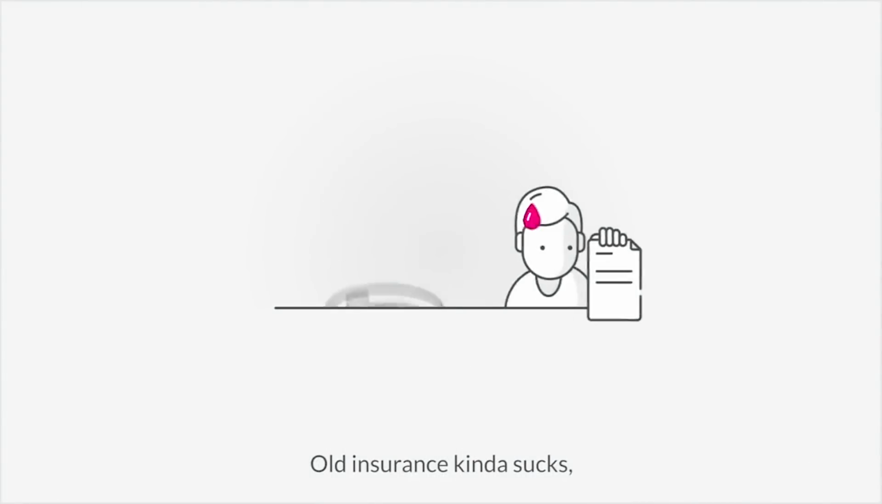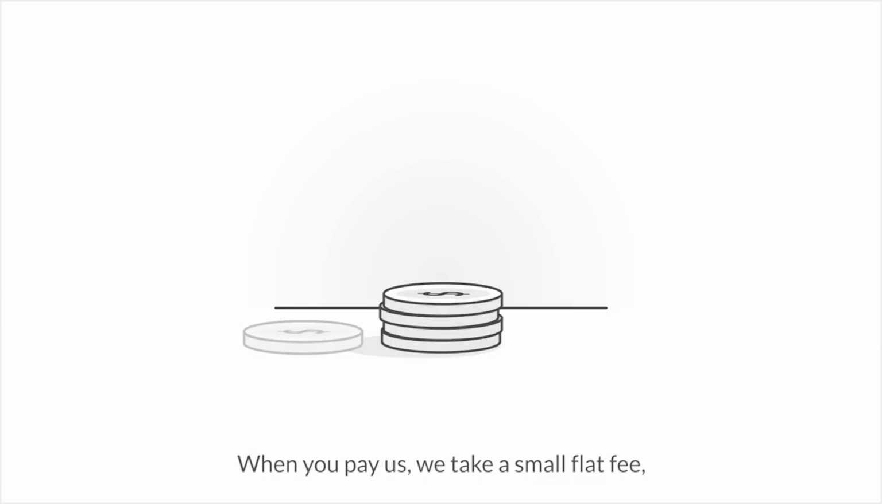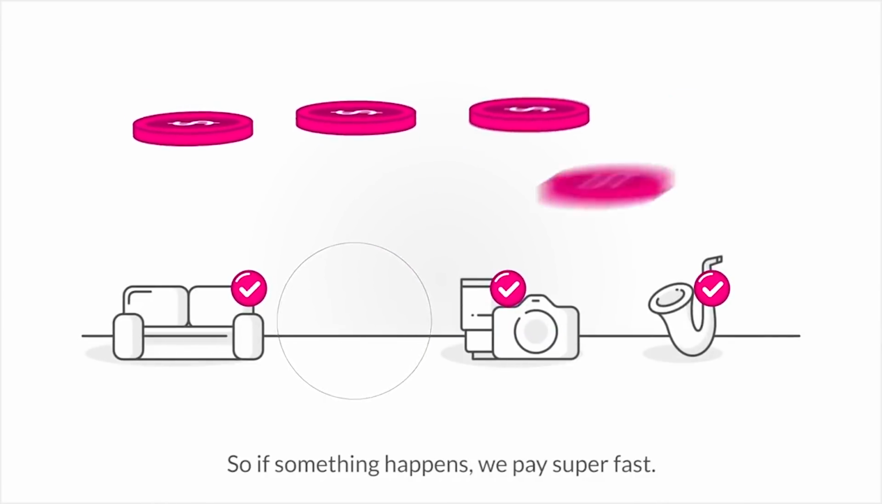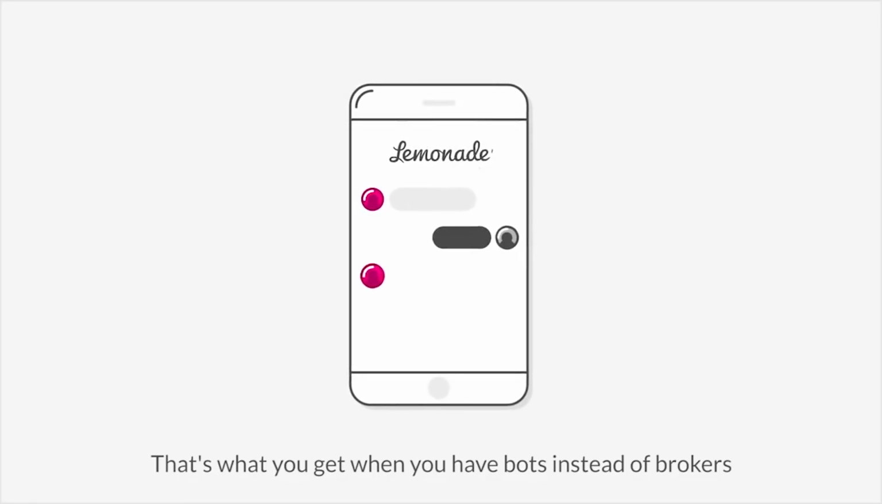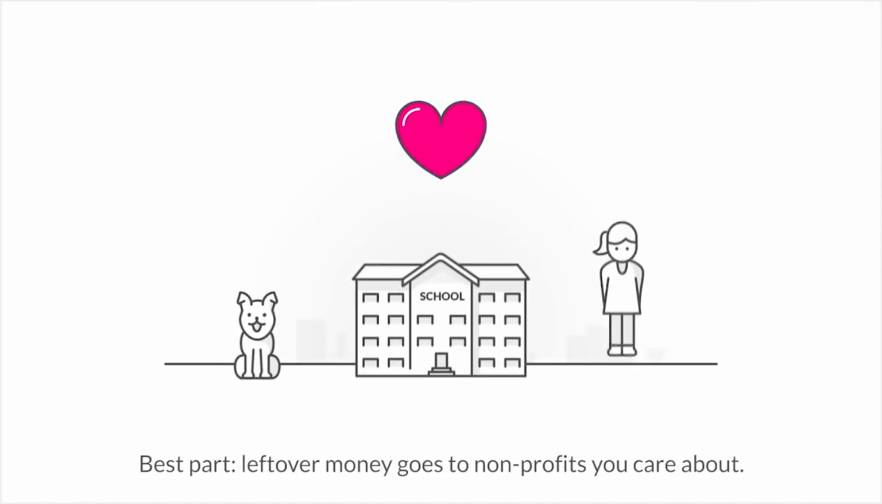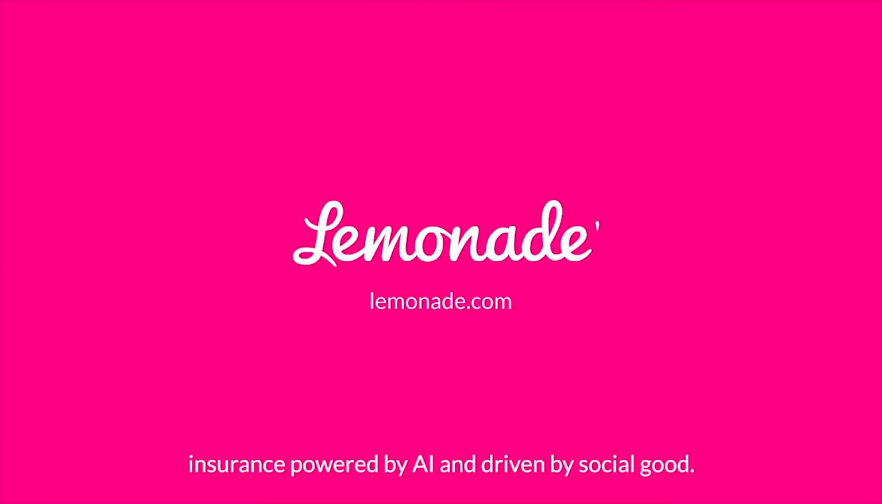Old insurance kinda sucks, but Lemonade is different. When you pay us, we take a small flat fee. The rest goes to covering your stuff. So if something happens, we pay super fast. That's what you get when you have bots instead of brokers and algorithms instead of paperwork. Best part, leftover money goes to nonprofits you care about. Seriously, that's Lemonade. Insurance powered by AI and driven by social good.